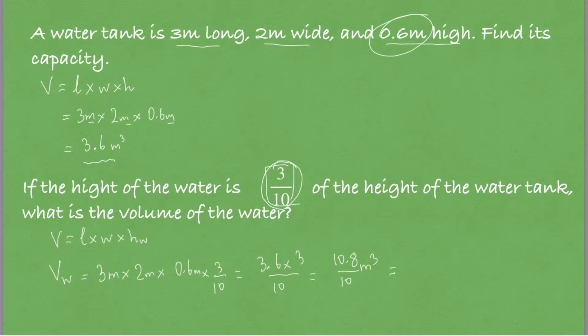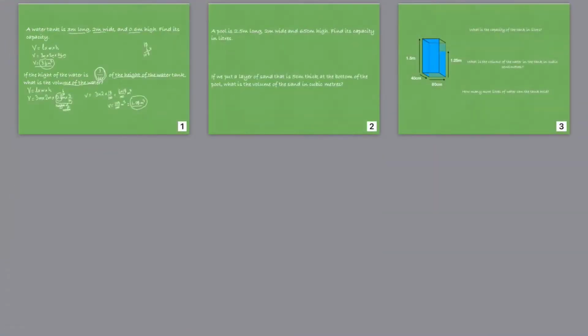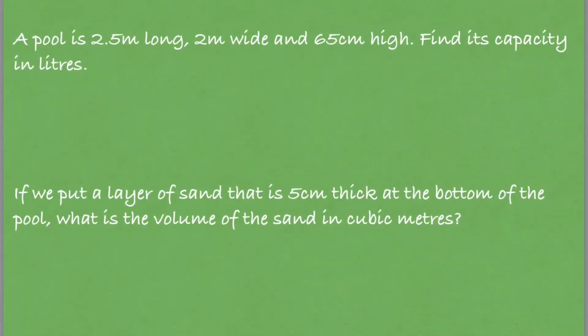And if you go one more step, it is 1.08 meter cube. There is water inside the tank. The capacity of the tank is 3.6 meter cube. Water inside the tank is 1.08 meter cube. We can continue with the second question.